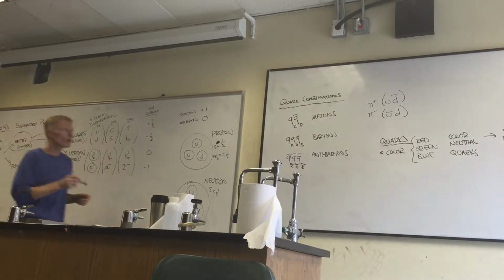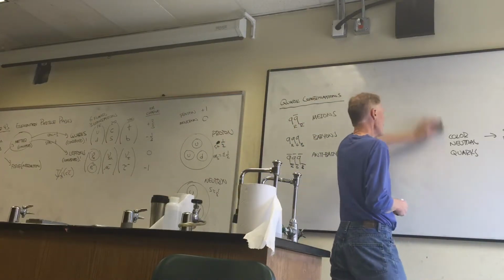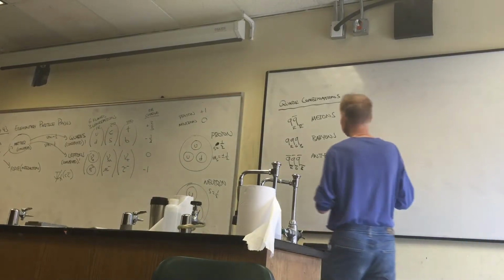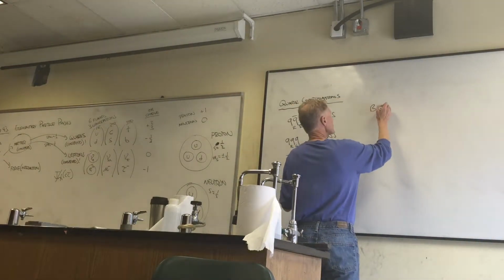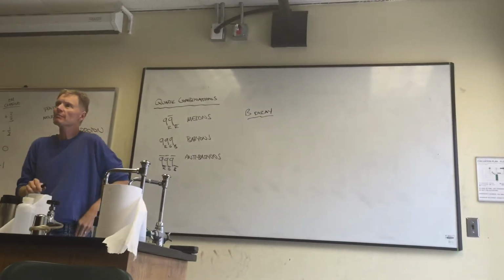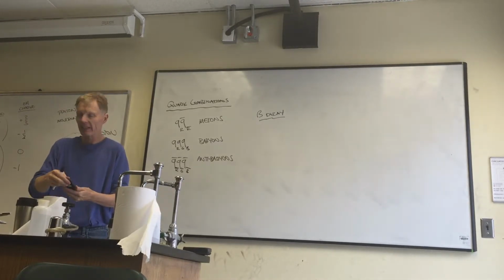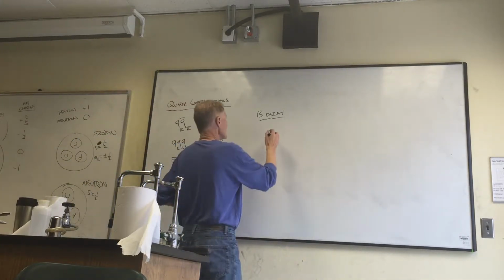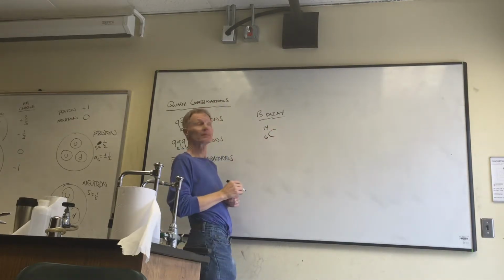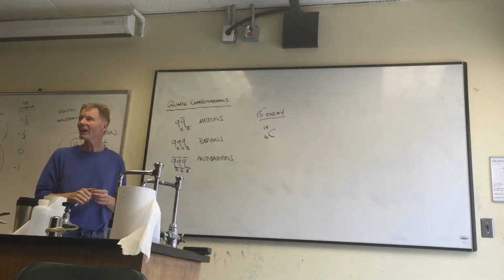Okay. Let's do a quick diagram. I'm going to go back and revisit. You guys remember beta decay? Okay. What happens in beta decay? Let's say it's beta minus. Let's use a familiar process. Carbon-14, that beta minus decays. How did we diagram that?